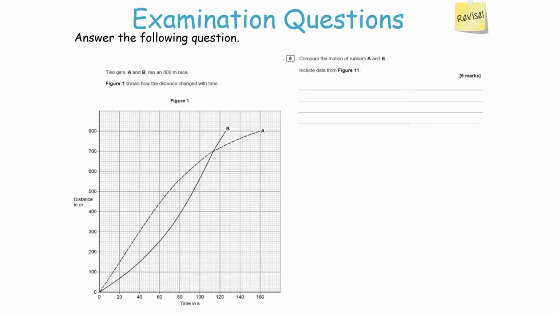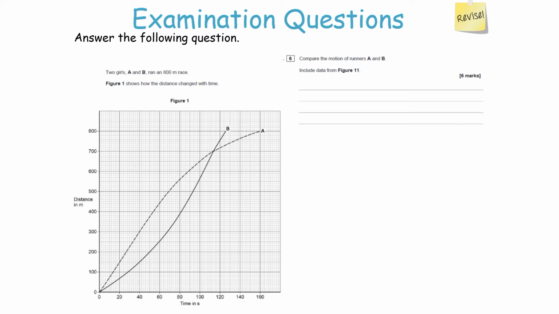We know this because the line is lower, so the line is below, so the gradient is smaller, but it's getting faster and faster and faster because we know that the gradient is going up because it's getting steeper and steeper and steeper. Now you've also got to be able to compare the two. So you'll notice that B overtakes A at a certain section at approximately 700 meters. We know this because the line goes above A. So talk about that, and then finally look at where we get our final answers.